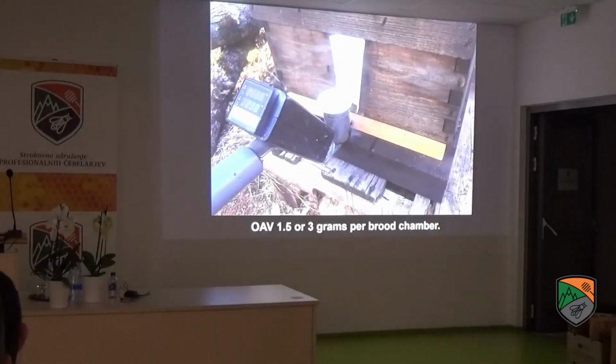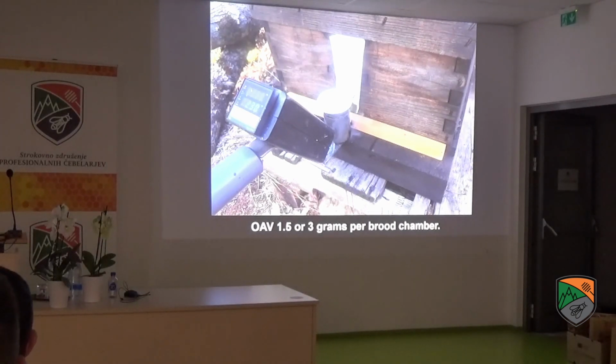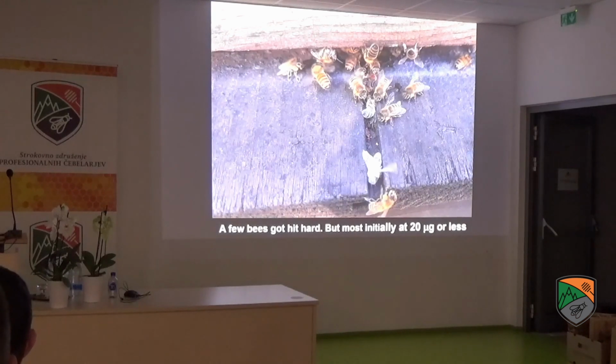Okay, so first with the vaporization. First with the 3 grams per brood chamber, and then secondly the 1.5 grams. A few of the bees got hit pretty hard initially, but even immediately you had about 20 micrograms per bee. Though the theoretical for this one would have been 150 micrograms per bee. The actual was about 20. And surprisingly, it didn't make a whole lot of difference if you took the bee from the outside of the cluster or the inside of the cluster. It was pretty consistent on the bees.